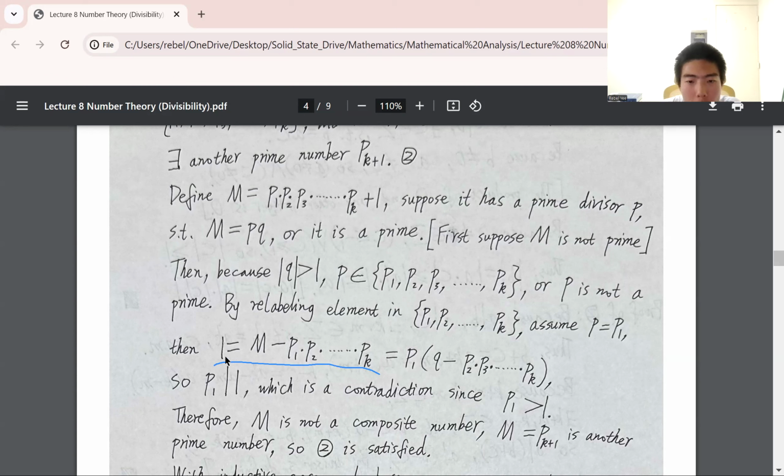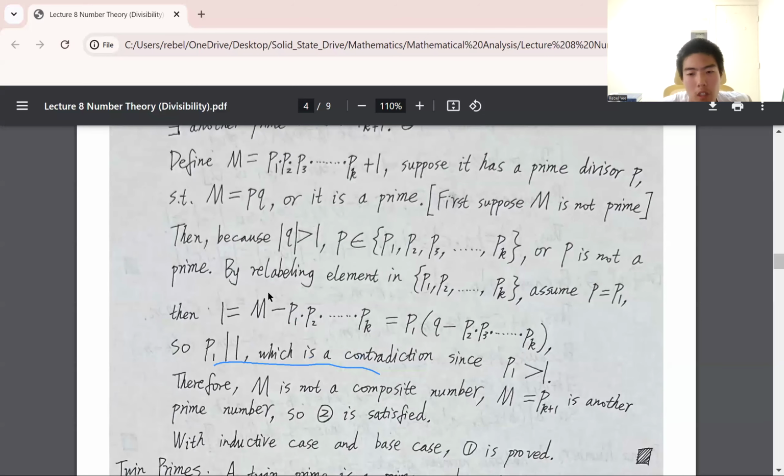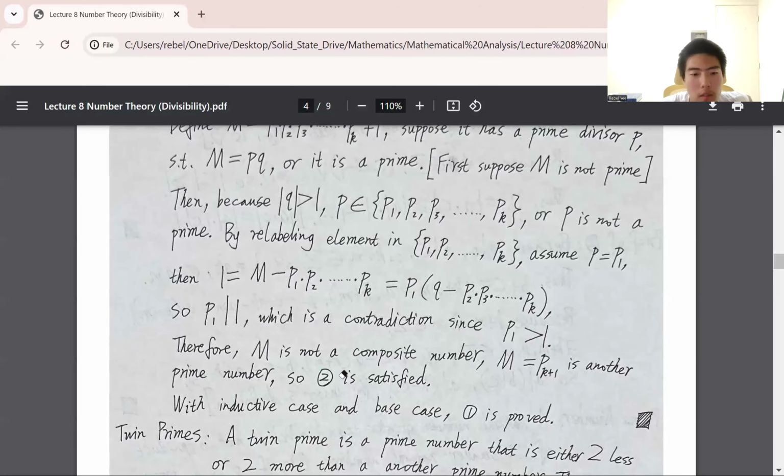So P1 is divisible by 1 because, well, found here, this is an integer, and there exists one integer times P1 equal to 1. So P1 divides 1. But remember, 1 is not 0. So if P1 divides 1, then P1 must be smaller or equal to 1 by absolute value. But before we find P1 is a prime, so it must be greater than 1, which is a contradiction. So in this case, M is not a composite. M is another prime which is not in the list. So we have proved it.